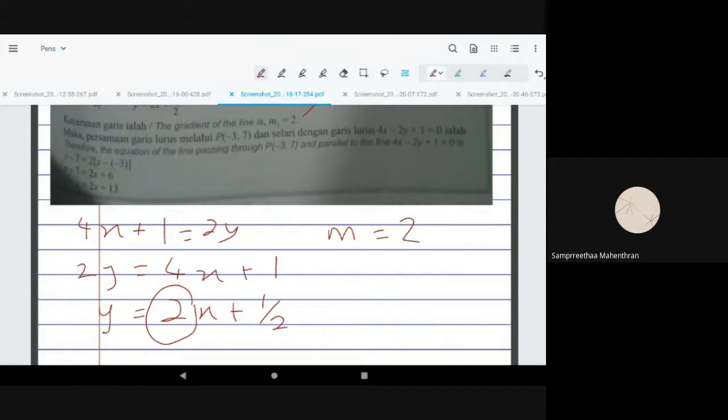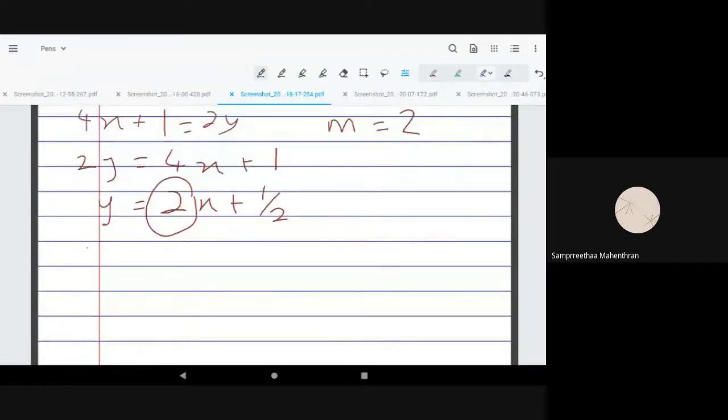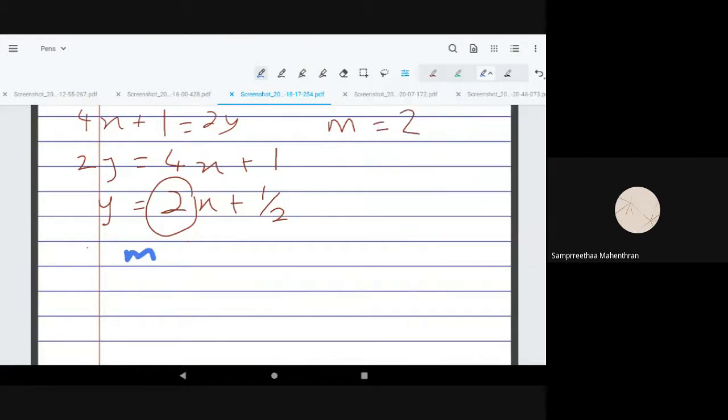So from here, we already have m, which equals 2. Why does it equal 2? Because they are parallel, so the gradient will be the same.